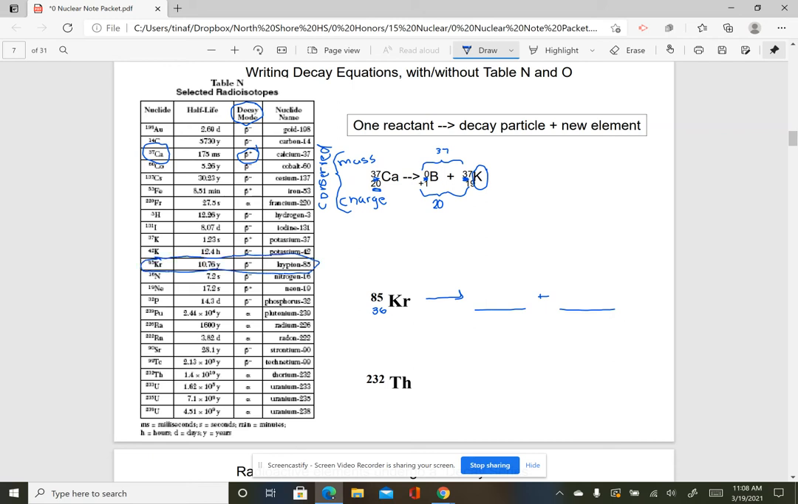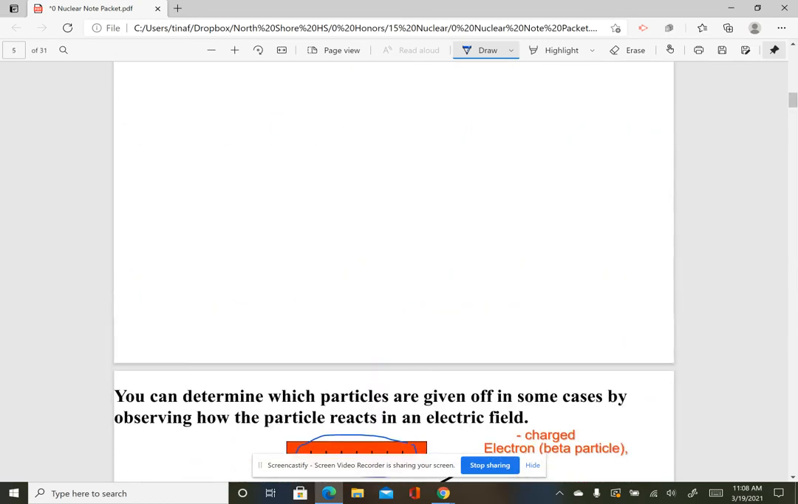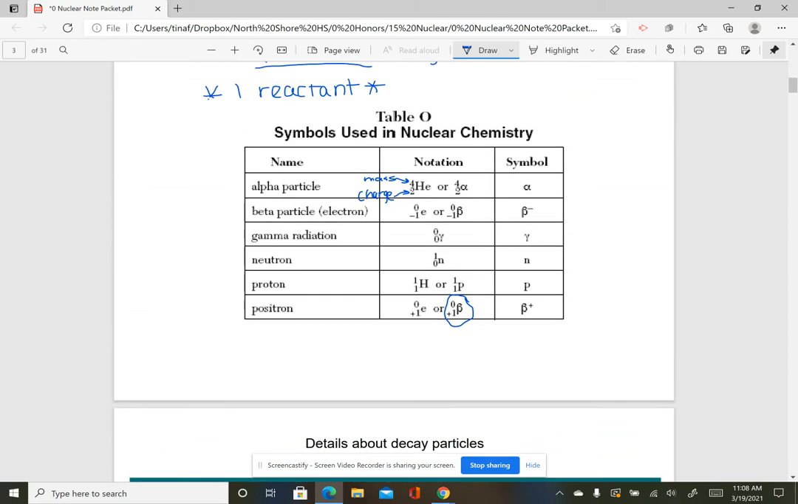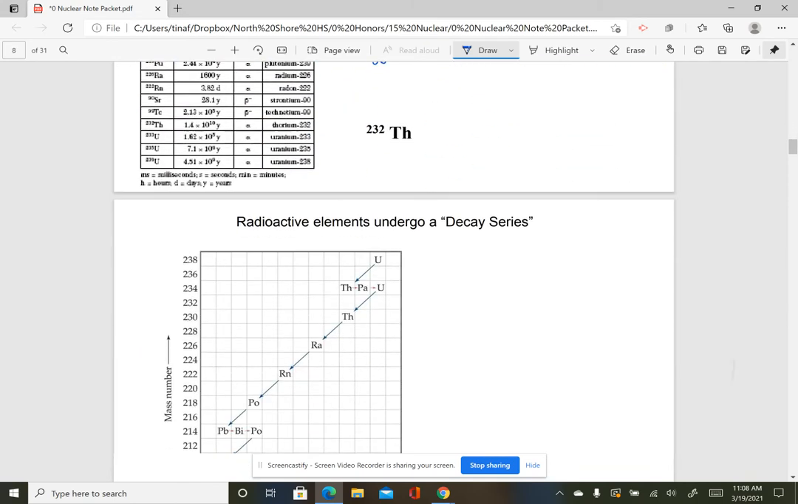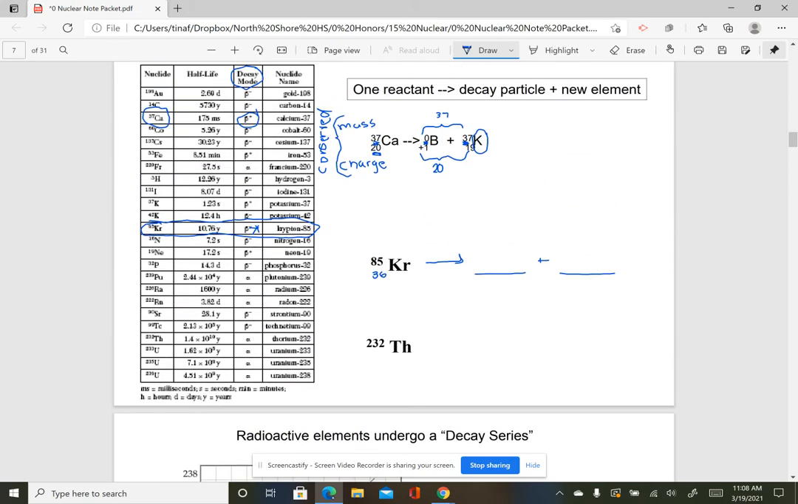Now, next thing I want to do is find krypton on this table, and look at its decay mode. I see a B minus, which means that its decay mode is a beta particle. It gets rid of a beta particle. I want to scroll back to table O and say, okay, beta particle. There's the symbol. Mass of 0, charge of -1. You could either write the B or the E here, guys.